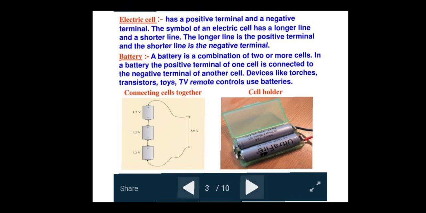Battery. A battery is a combination of two or more cells. In a battery, the positive terminal of one cell is connected to the negative terminal of another cell. Devices like torch, transistor, toy, TV, remote control use batteries. We know that in various things we use batteries. In our TV remote control also we use batteries.